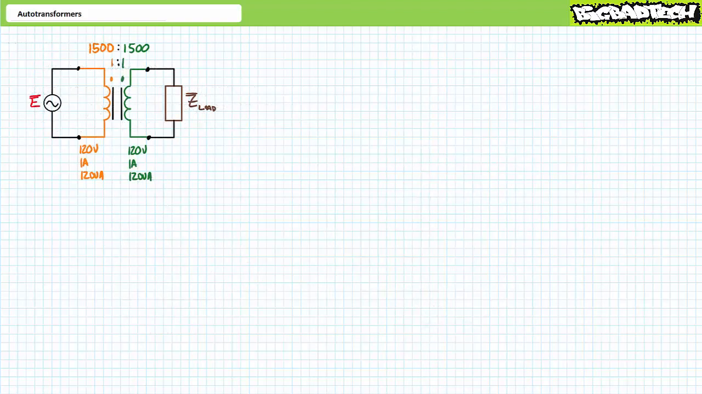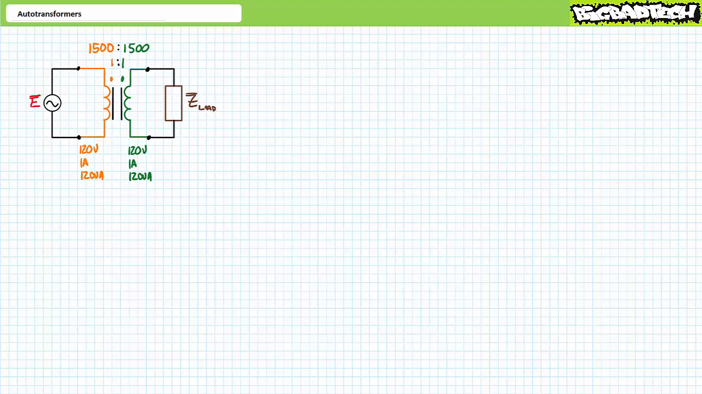Perhaps the easiest way to visualize a step-down autotransformer is to first imagine a traditional one-to-one transformer with primary and secondary windings having identical turn ratios. Let's say 1,500 turns in the primary and 1,500 turns in the secondary. Let's say this traditional transformer has 120 volt rated voltage, a 1 amp rated current, and a power rating of 120 volt amperes. Let's say this transformer weighs 8 pounds.